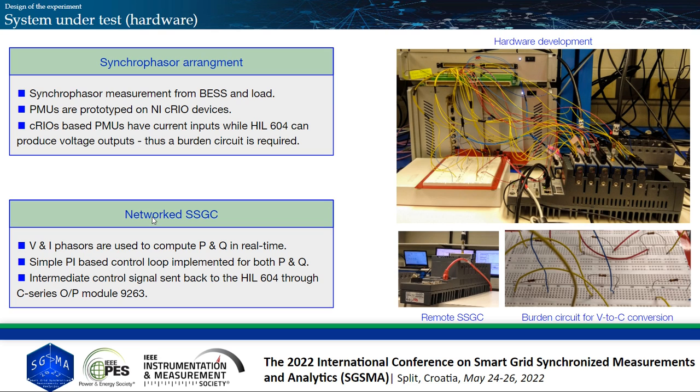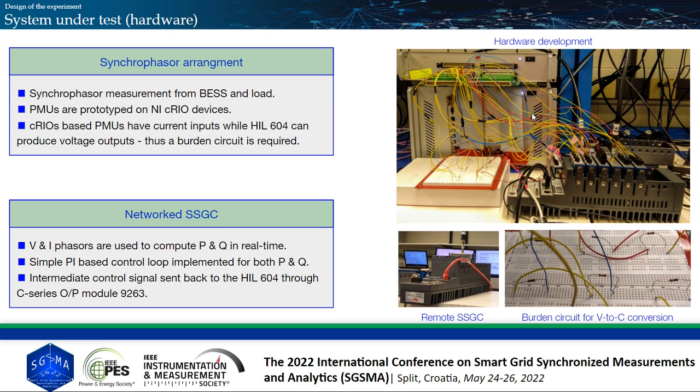And on the other end of our hardware, we have the network SSGC, the Synchrophasor Synchronization gateway and controller. As you can see over here, it's remotely located. It receives the V and I phasors from the individual local PMUs, and then it computes P and Q in real time. And then it operates on a simple PI control system based on those P and Q computations, and it produces the control signal, which is then immediately sent back to the Typhoon HIL-604 through an output module of the SSGC.